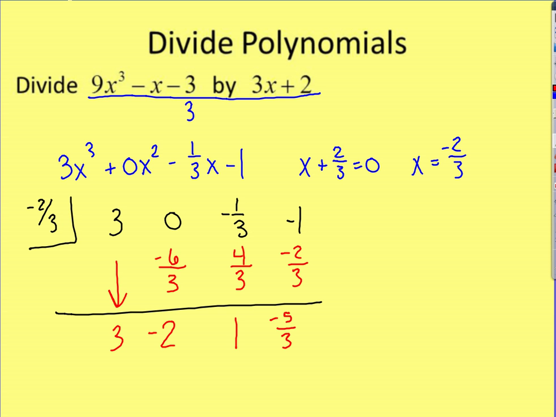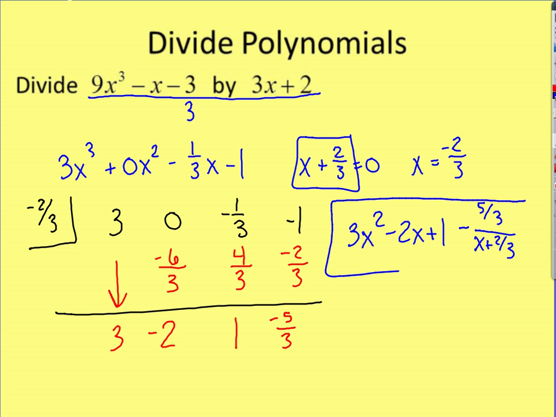5/3. We started with an x to the 3rd, so after we divide, we're going to be left with x to the 2nd. Once again, we are going to have a remainder, and we were dividing by this x plus 2/3. So our negative 5/3 will be over the x plus 2/3.